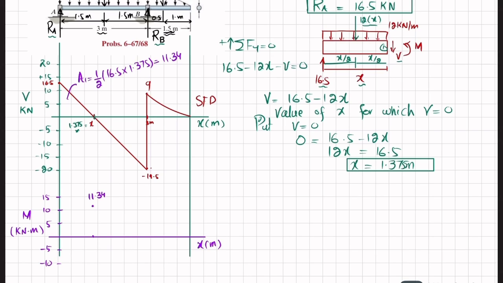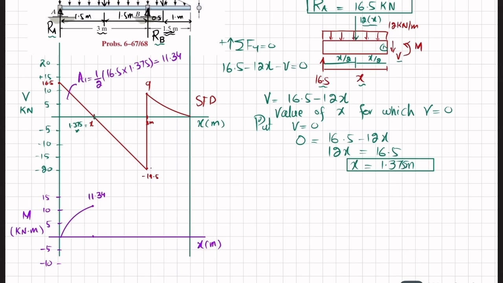11.34 kilonewton meter. Now you can see that the shear force is a 1 degree line and its area is positive, but the slope is decreasing. So the bending moment will be a second degree curve and it will be clockwise. So we can join these 2 points by a second degree curve like this.